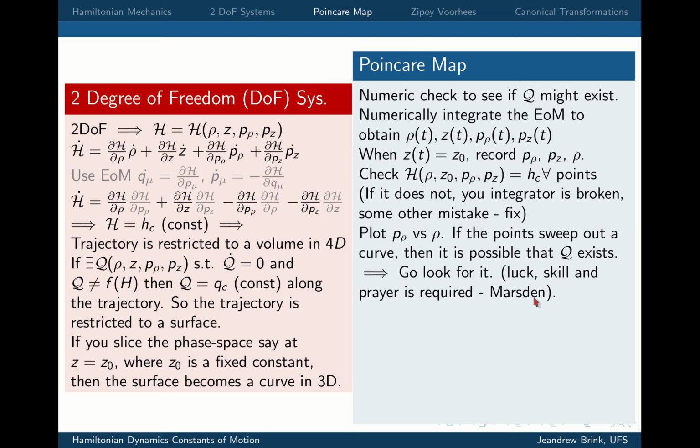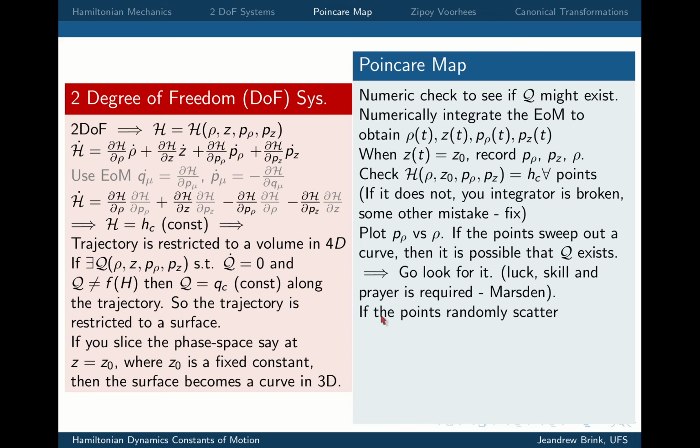He does it a lot more mathematically, but he hides a lot of the beauty if you're reading it for the first time. And his comment was, basically, if you want to go looking for Q, what you need is luck, skill, and prayer. And yeah, given that he was an atheist, you can get an idea of how desperate he was. But that's the thing.